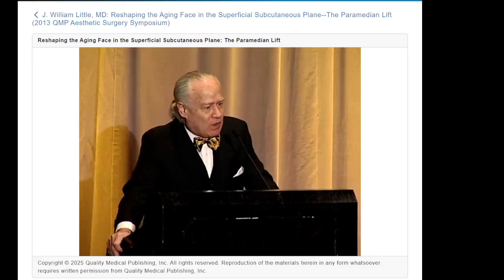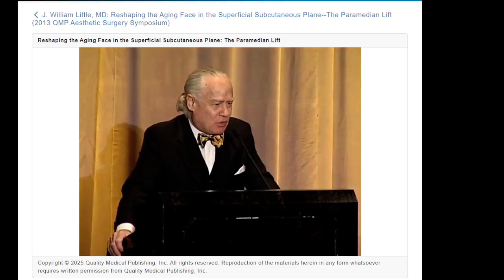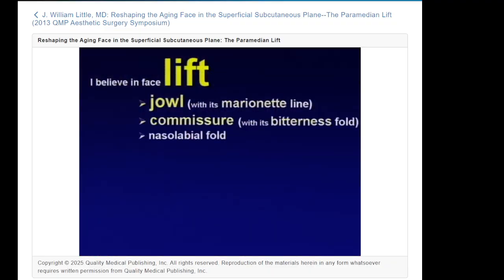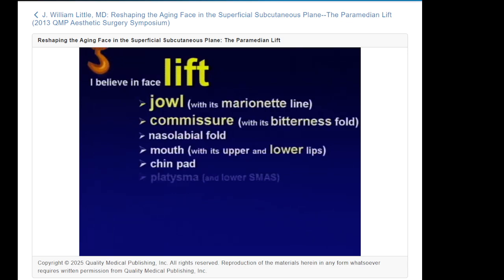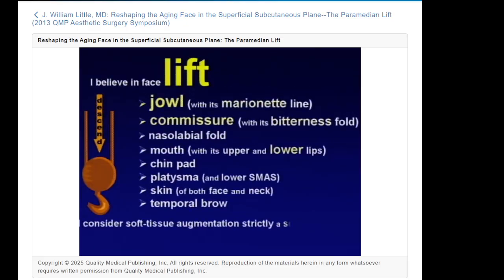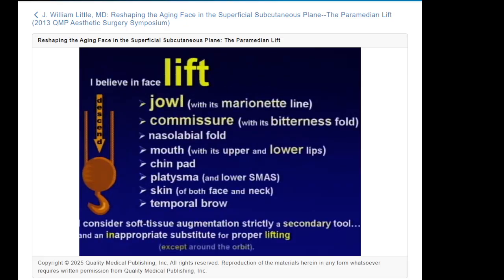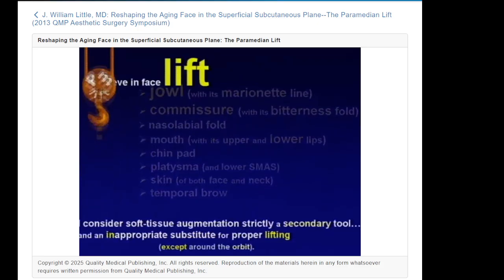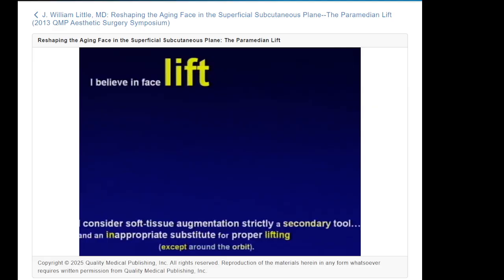And said another way, I believe in facelift, and I want to lift all this stuff. I want to lift the jowl with its marionette. I want to lift the commissure with its bitterness fold. I want to lift the nasolabial fold. I want to lift the mouth with its upper, but particularly lower lips. I want to lift the chin pad, and the platysma, and the lower SMAS, and the skin of both the face and the neck, and the temporal brow, because all these things undergo descent. And I consider soft augmentation strictly a secondary tool, an inappropriate substitute for lifting, except around the orbit, as we talked about in the prior session, where there was a lot of agreement. So I believe in facelift.